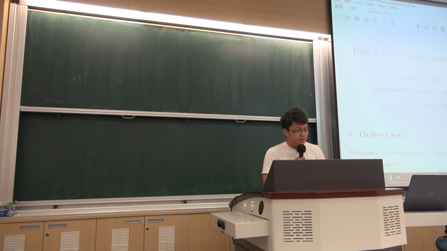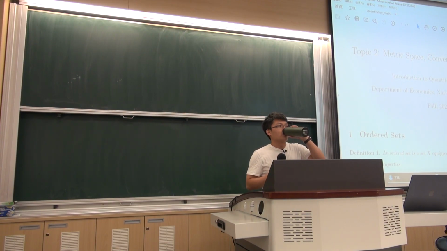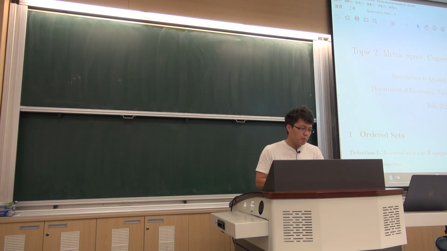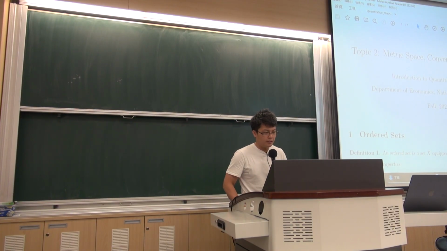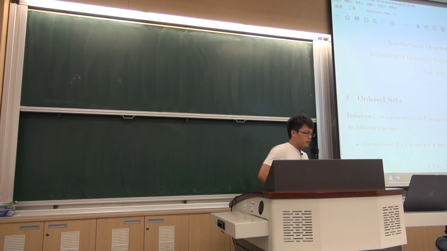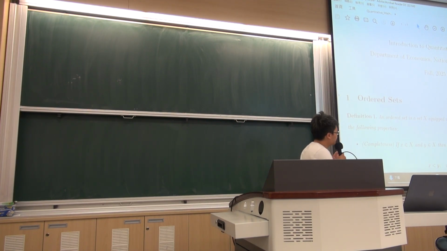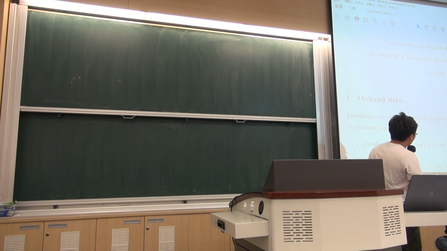Okay, so today we are going to cover the metric space and convergence and some topology here. Right, so let me start with the first definition of today: the ordered set. An ordered set is a set with order. So that's why I say it.